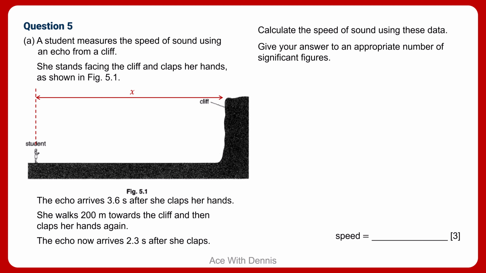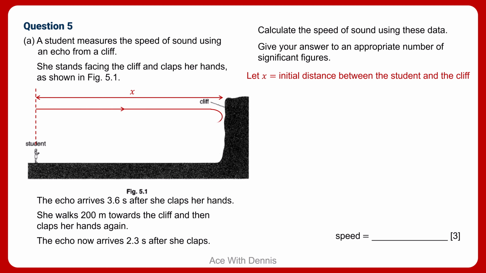Okay, so to answer this question, let x be the initial distance between the student and the cliff. So this is the path that the sound travels after she claps. So from the student to the cliff and then bounce back to the student. Hence the distance traveled is 2x. So initial speed v1 will be 2x divided by the time 3.6.